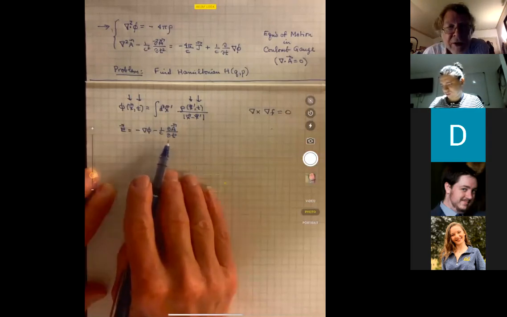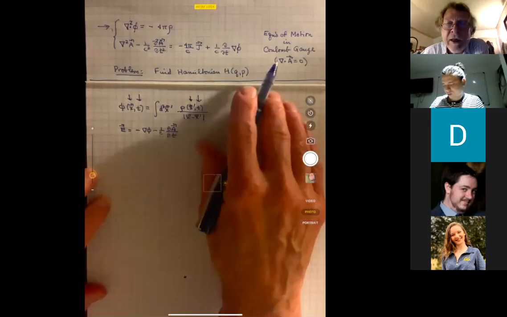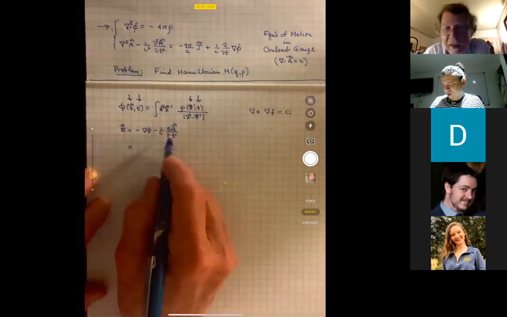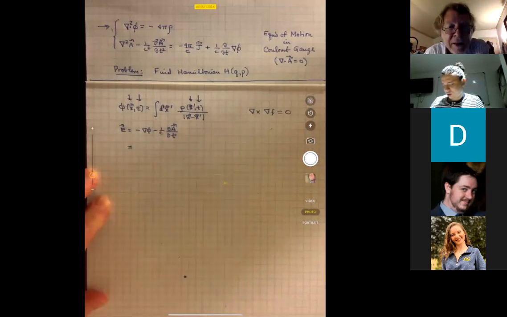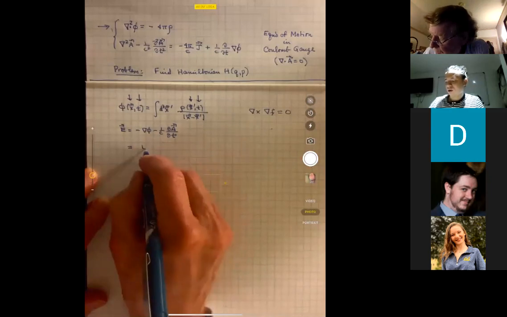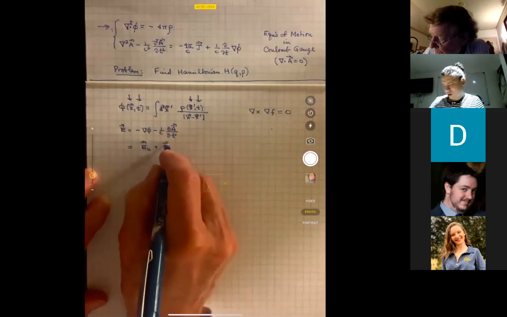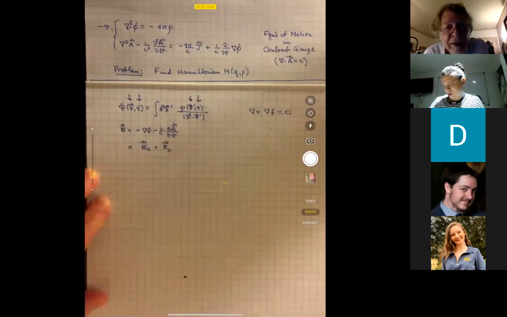Moreover, in Coulomb gauge, the vector potential itself is purely transverse. That's the meaning of Coulomb gauge right here. And so what you see is that this usual formula for the decomposition of the electric field in terms of the potentials is precisely also the decomposition of the electric field into its longitudinal and transverse parts. That is, assuming we're working in Coulomb gauge.